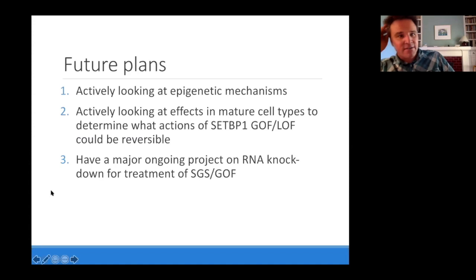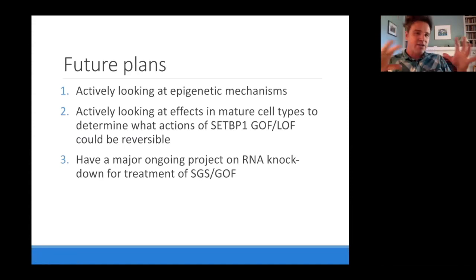Okay, this is my final slide, just to give people a sense of what we're actually up to. SETBP1 is a complicated protein, and it probably does a lot of different things in a brain cell, probably a blood cell, and a lot of different cell types where it's expressed. It does that probably just because of the way it's evolved, as it takes on new and different functions, and it might do different things at different times in development. So it's going to be complicated.